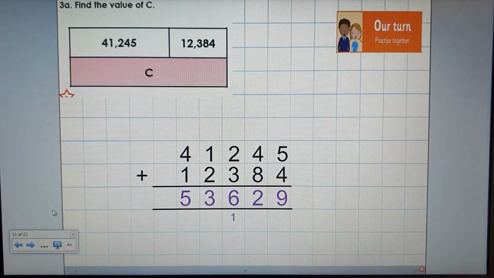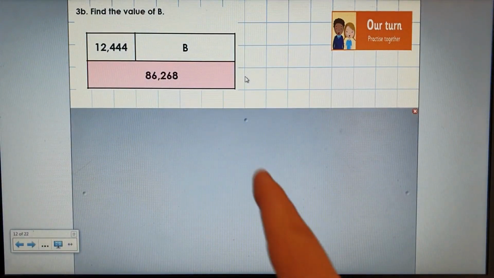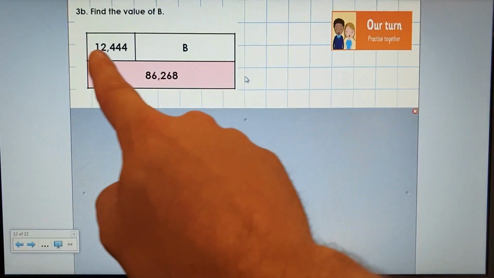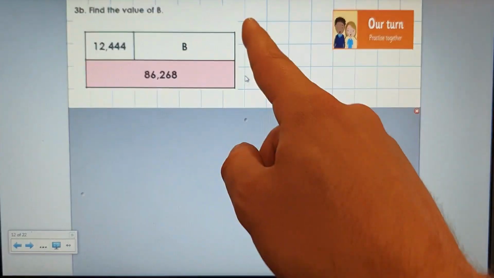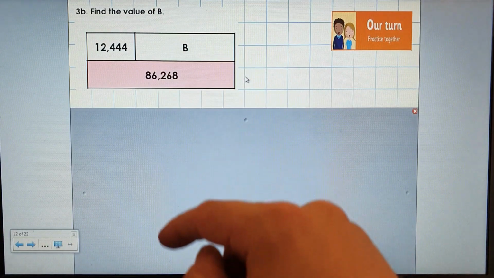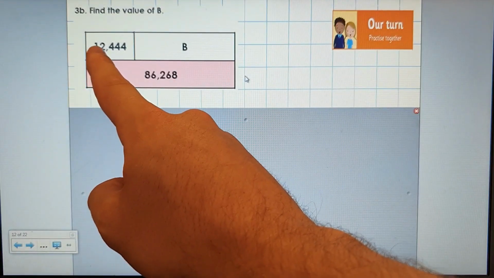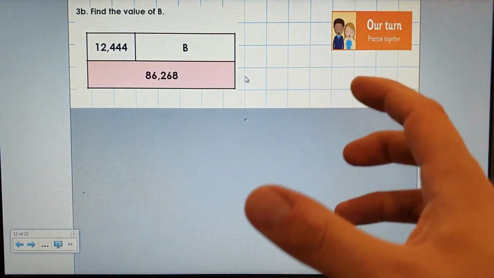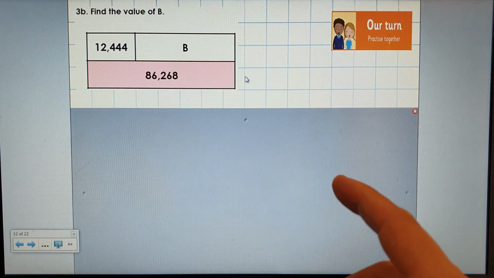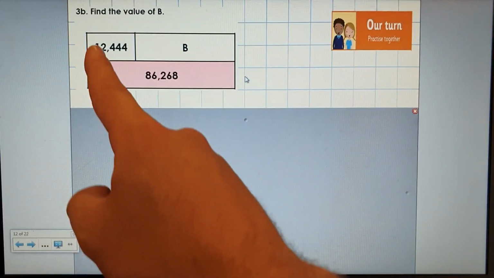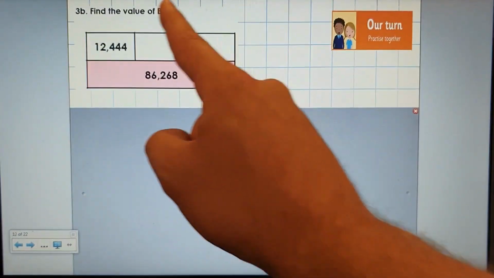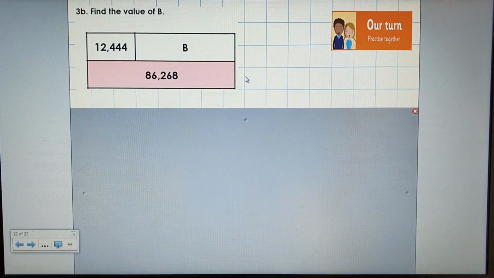Okay, so we're going to move on to another problem where we work together, very similar to this one. Now, this one has given us the whole amount at the bottom, and we need to find the value of B. It's also given us a small amount here. So I'm thinking it's probably not going to be add, because I don't want to put these 2 numbers together, because I'd end up with something much bigger than B. So I'm thinking it's going to be subtraction.